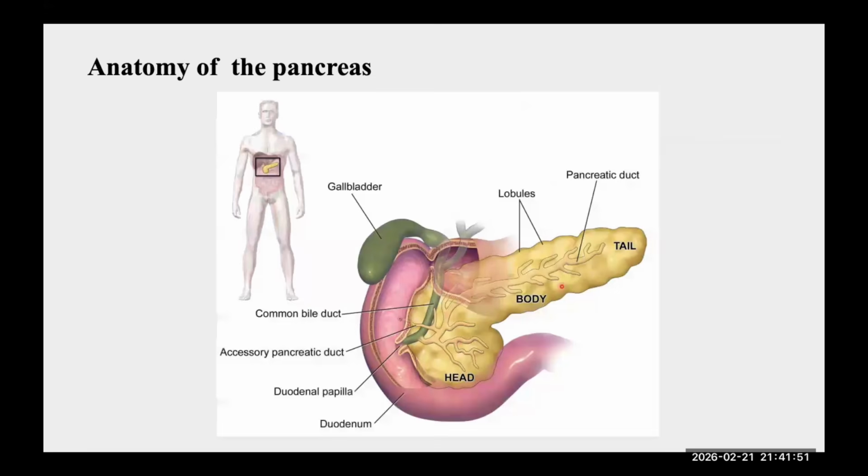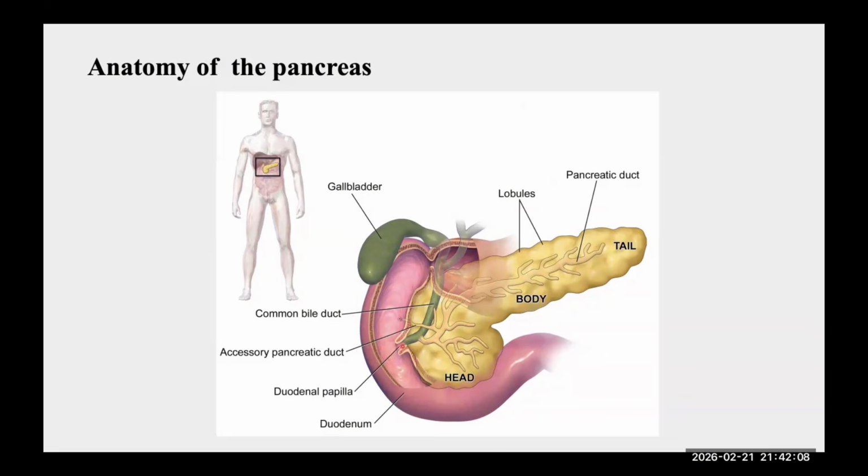So if you look here, we have this pancreatic duct. This is where the enzymes are released, and then they go through this duodenal papilla and are released here. And that's where the enzymes normally get activated, in normal circumstances.